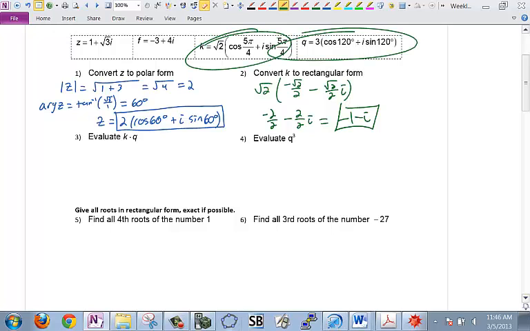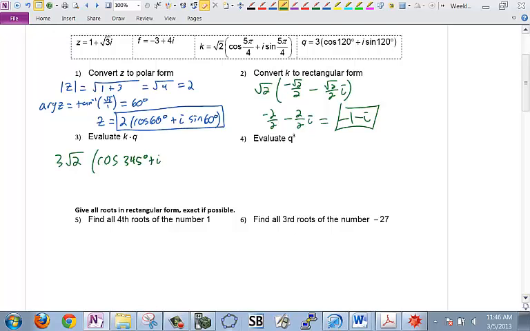Find k times q. Since both k and q are in polar form already, we're going to multiply the modulus. So radical 2 times 3, we just call that 3 radical 2. And then we add the argument. 5 pi fourths is what? 225? So 225 plus 120 is 345. So you can just write cosine 345 degrees plus I sine 345 degrees.